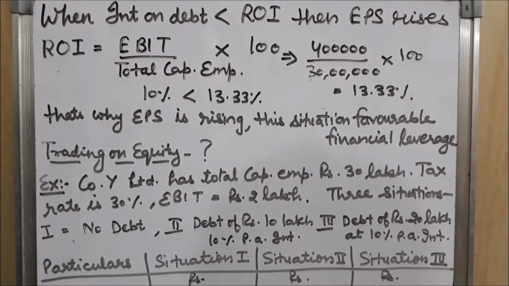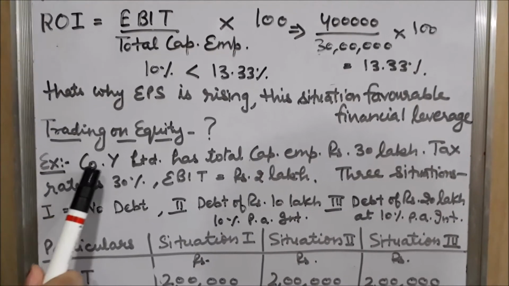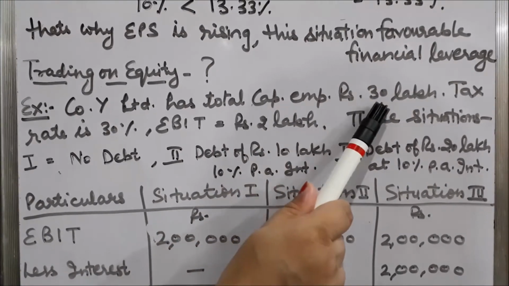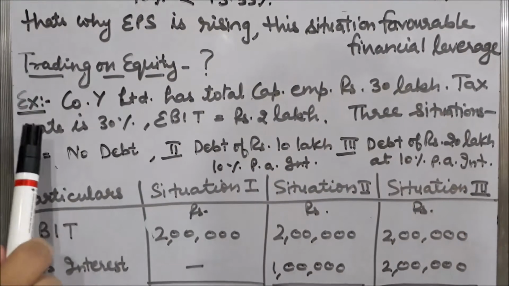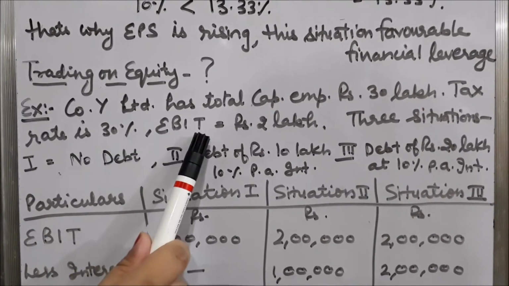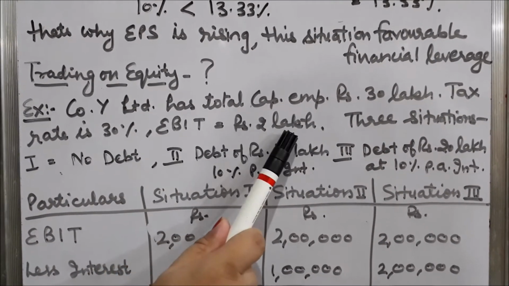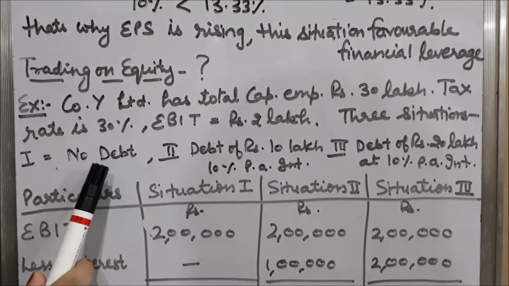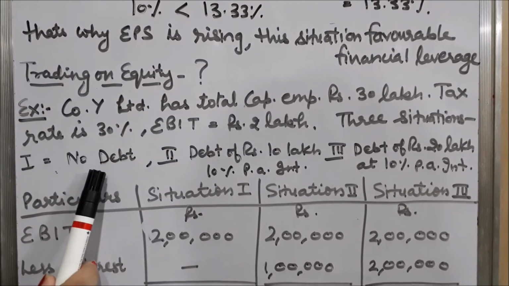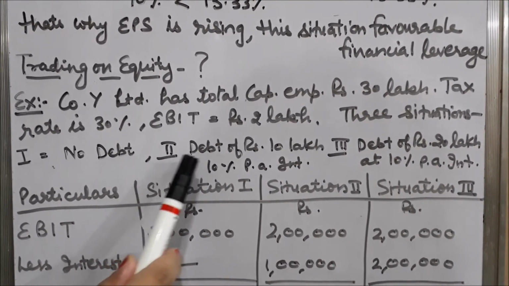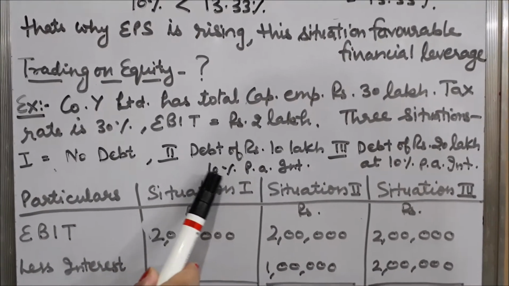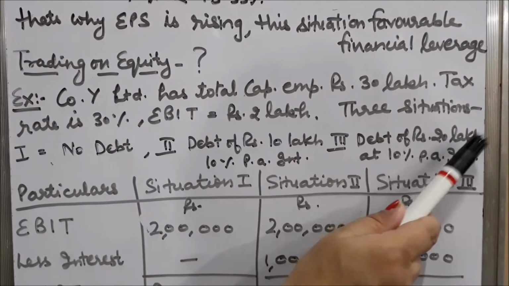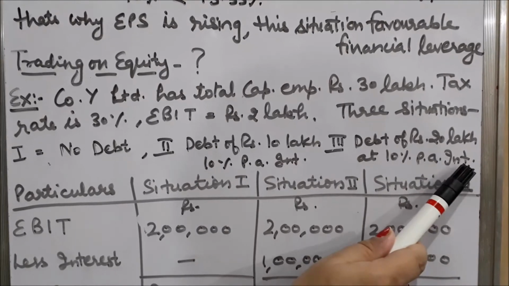So be focused on the question. See, company Y Limited has total capital employed of rupees 30 lakh. Tax rate is 30%. EBIT of this company Y is rupees 2 lakh. Again, there are three situations. First is when the company has not issued any debt, meaning the company has not taken any loan. Second situation, when there is a debt of rupees 10 lakh at 10% per annum interest rate. In the third situation, debt of rupees 20 lakh at 10% per annum interest rate.